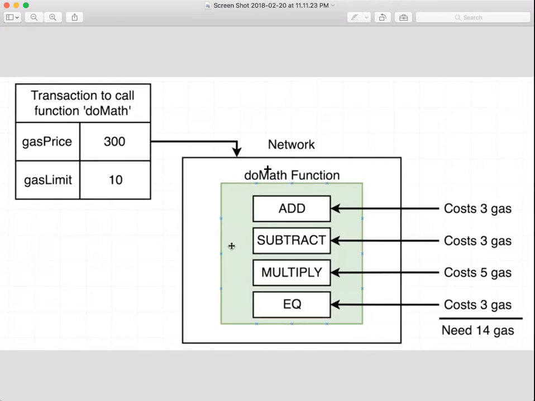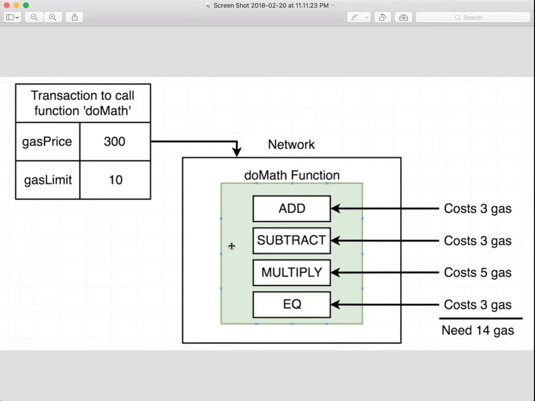What if we saw this coming and said, okay, we're willing to spend 20 gas? In this case, there's no problem. We only need 14 gas to execute the function, and we said we're willing to spend 20. Well, there's 10 here, but imagine we had changed that to 20. So there is 6 gas left over, and that would not be consumed. In fact, that gets sent back to us. So you only spend the gas that is actually consumed via executing your contract.